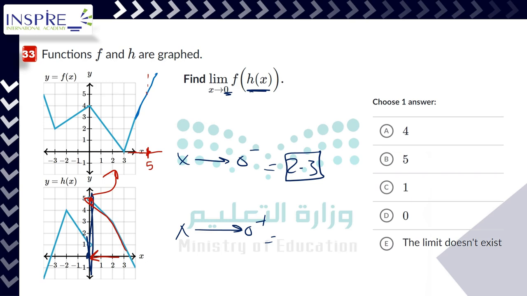I will draw my line and then I will trace it from the right side, the same side. Okay, from the right side. It goes something like this, 5 point something. Okay, 5.3 for example. They are different, so the limit doesn't exist.